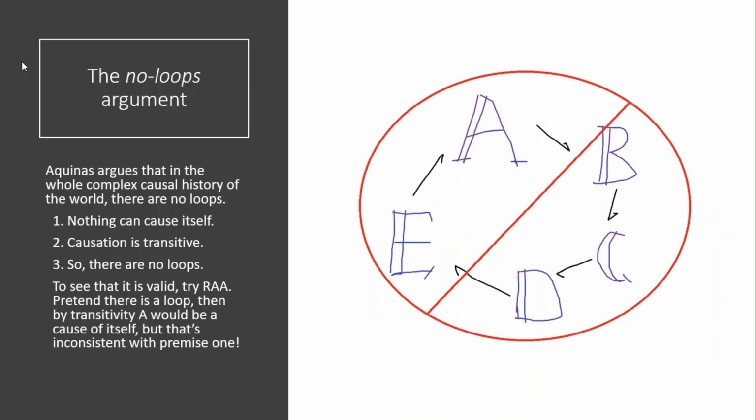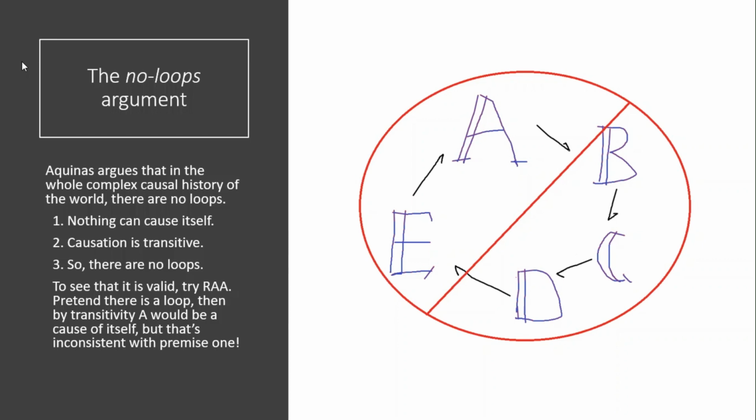Here's his argument. Premise 1: nothing can cause itself. Premise 2: causation is transitive. Conclusion: so there are no loops. Pause the video and try to convince yourself that that argument is valid.